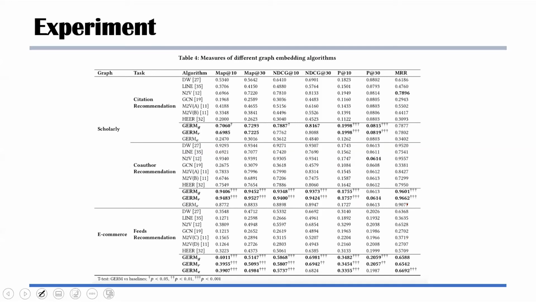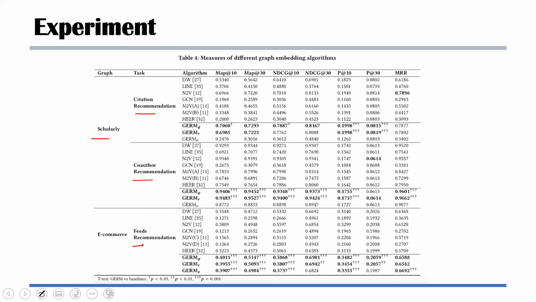So this is our experiment readout. We use MAP, NDCG, precision, and MRR to evaluate the performance of the ranking, because this is for ranking. For the scholarly graph, we use two different tasks. The first is citation recommendation, and the other one is co-author recommendation. And for the e-commerce data, we use feeds recommendation.